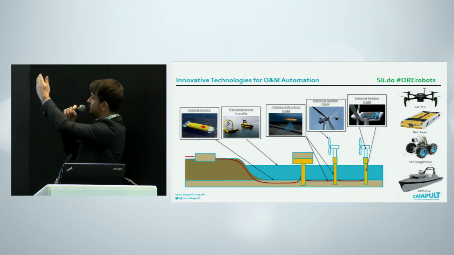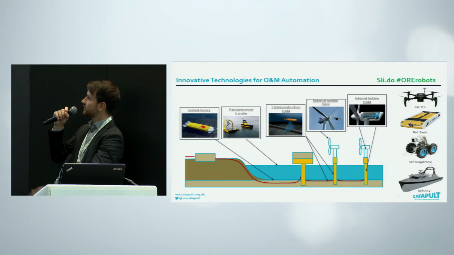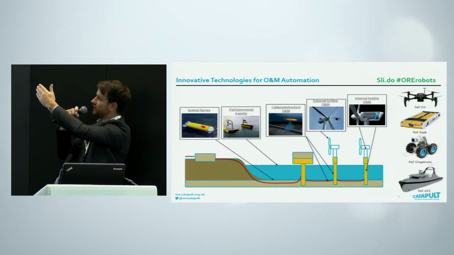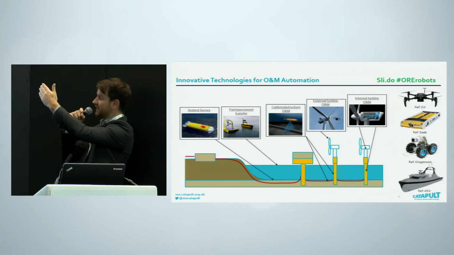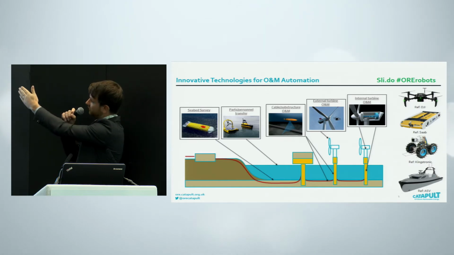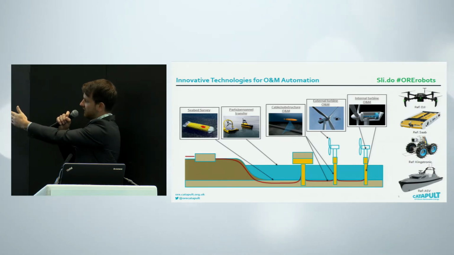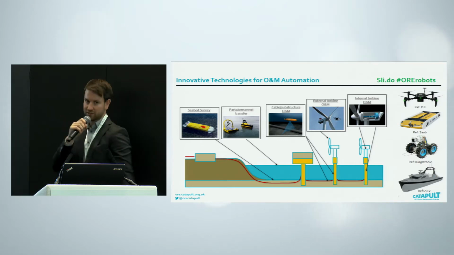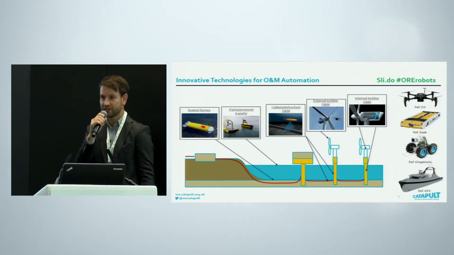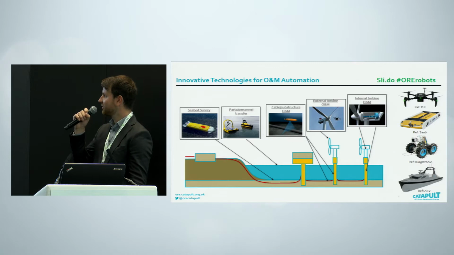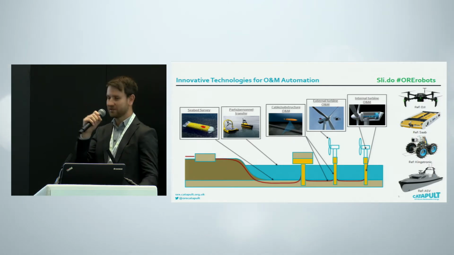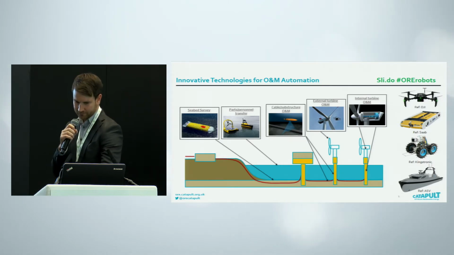So here's just a couple of images of some of those technologies. UAV at the top, unmanned underwater vehicle, AUV, in the middle, your robotic crawlers, and your unmanned surface vessels. So there's a lot of acronyms involved in this, and it's really hard to keep up. So hopefully that explains some of the potential in the technologies.